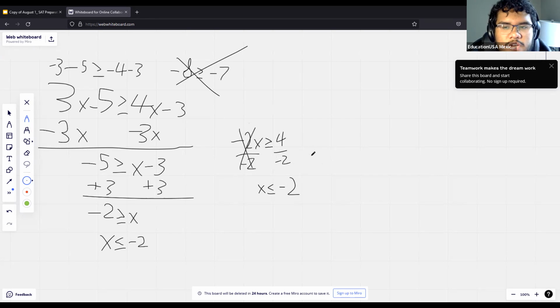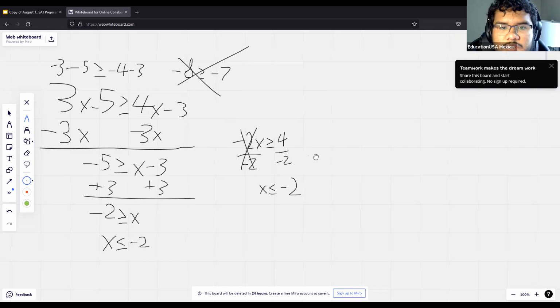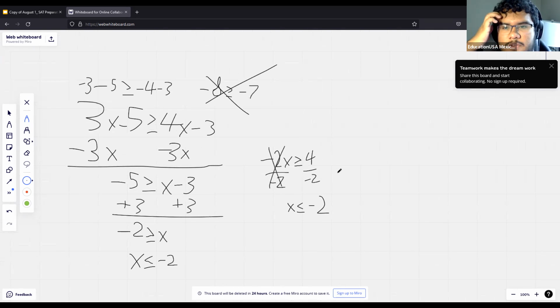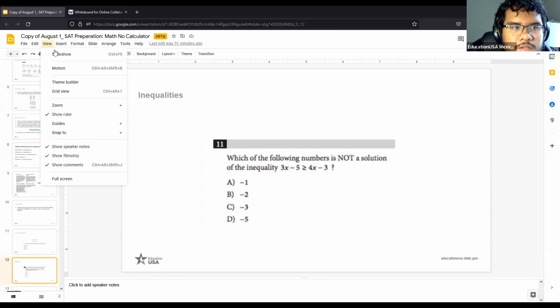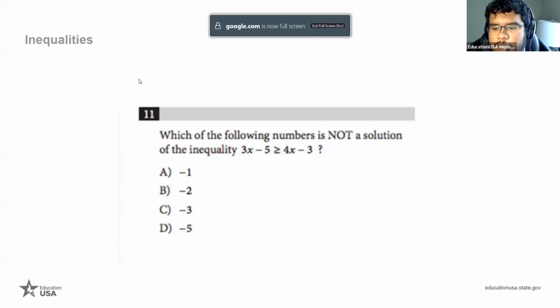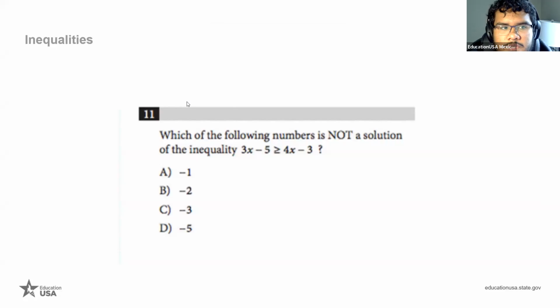If you're not using a negative number for your multiplication or division, you don't have to worry about flipping the sign around. But this is also something to note, since you may run into inequality problems on the SAT that involve division or multiplication with negative numbers. And with that, we'll go ahead and continue here.